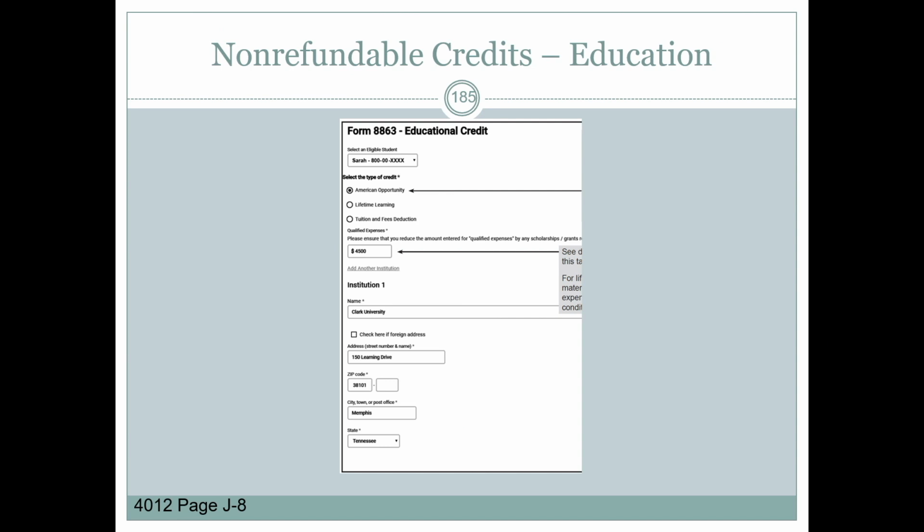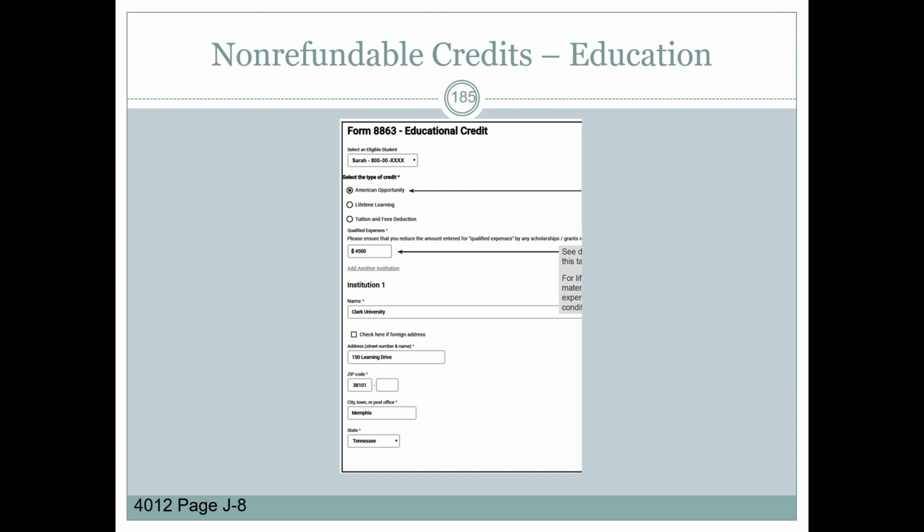Let's take a look at J-8. On that page, this is what the screen will look like in TaxSlayer that you will need to navigate through. For example, you enter the eligible student's Social Security number, or you select it, it's a drop-down box. Then you would indicate whether you're taking the American Opportunity Credit, the Lifetime Learning Credit, or the tuition and fees deduction. Note, TaxSlayer will allow you to compare the educational benefits and determine the largest refund using each benefit. And again, we want the taxpayer to take the benefit that's most advantageous to them.